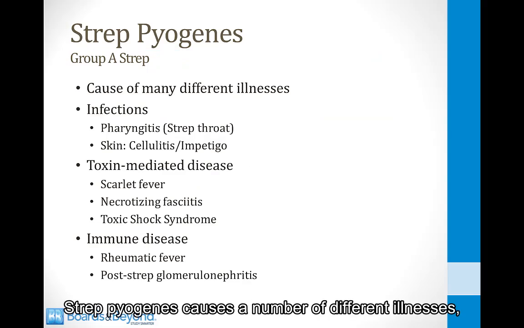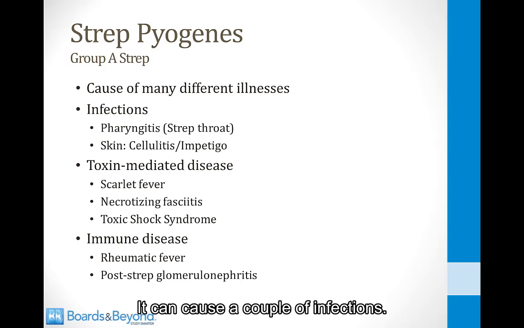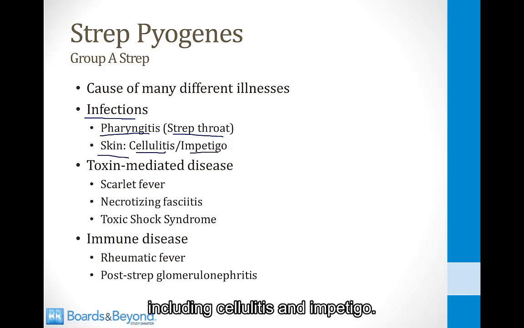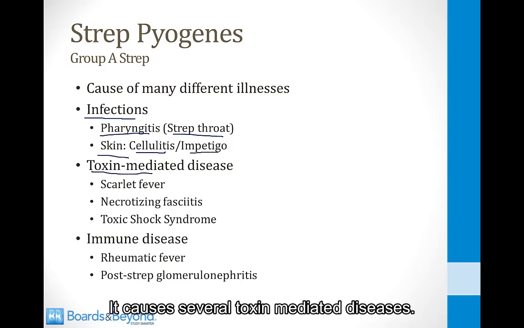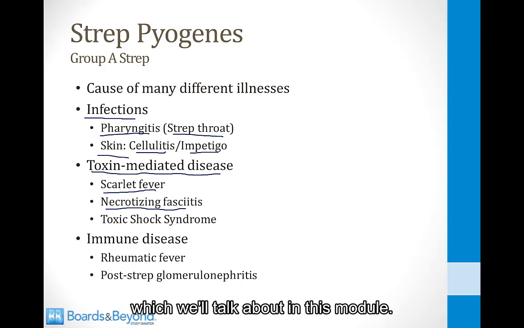Strep pyogenes causes a number of different illnesses, but they generally fall into three categories. It can cause a couple of infections. It can cause pharyngitis or sore throat, which most people call strep throat, and it can cause a couple of skin infections, including cellulitis and impetigo. It causes several toxin-mediated diseases. These include scarlet fever and necrotizing fasciitis, which we'll talk about in this module.